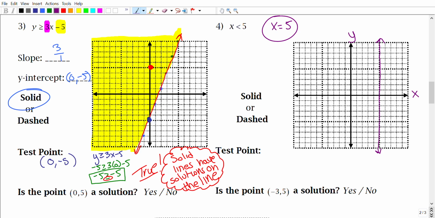Only difference is that this is not saying x equals 5. This is saying x is less than 5. So it's going to look similar to the one I just drew, but because there's no equal to underneath, it's going to actually be a dashed line. Let me color because you can't really see that. Let me do a light blue. So we have a dashed line, still vertical, but it's a dashed line this time.